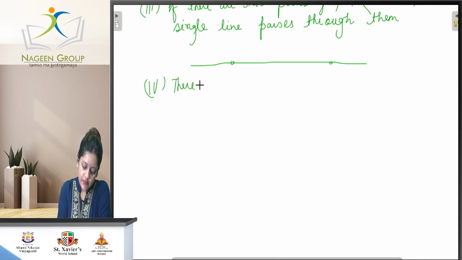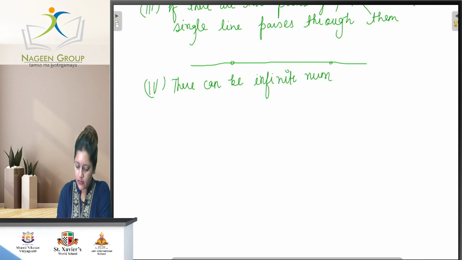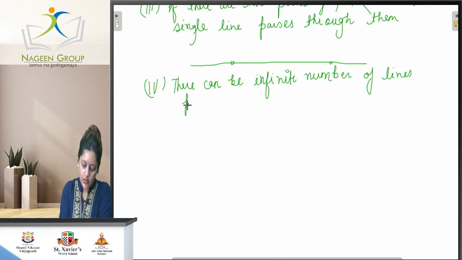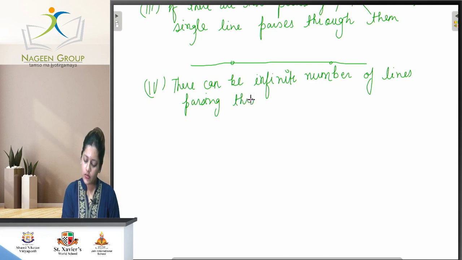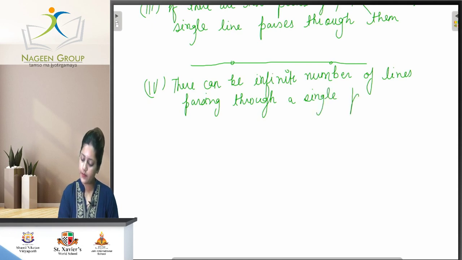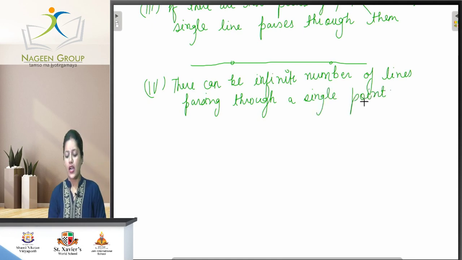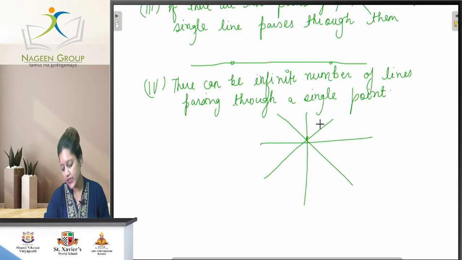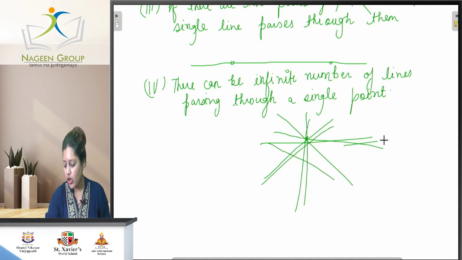The last point tells us that there can be an infinite number of lines passing through a single point. Understand? If one point is marked, then we can draw infinite lines through that point, and these lines are also known as concurrent lines.